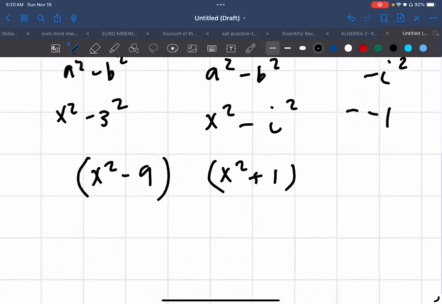Does there exist a polynomial with real coefficients? Yes. Okay, and we got it right. Moving on.